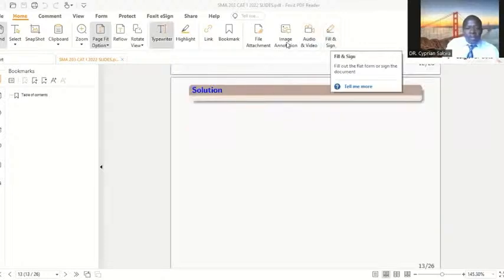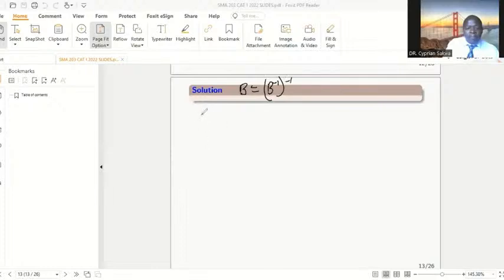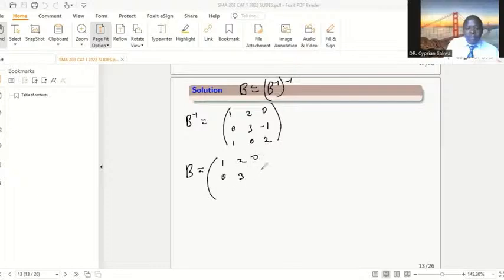So as I said, I've been given B inverse, so I need B. B will be the same as the inverse of B inverse. So what is B inverse? B inverse has been given to us as 1, 2, 0, 0, 3, negative 1, 1, 0, 2. So this is B inverse. For me to get B, I need the inverse of this matrix.